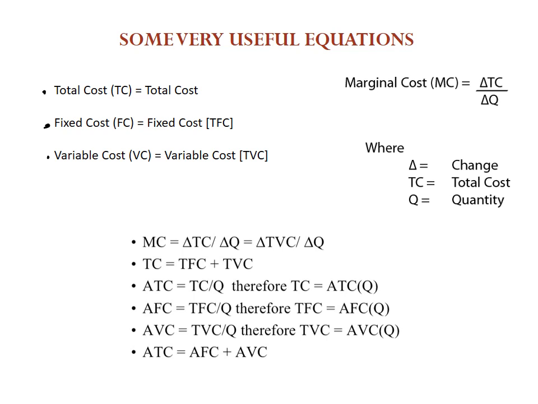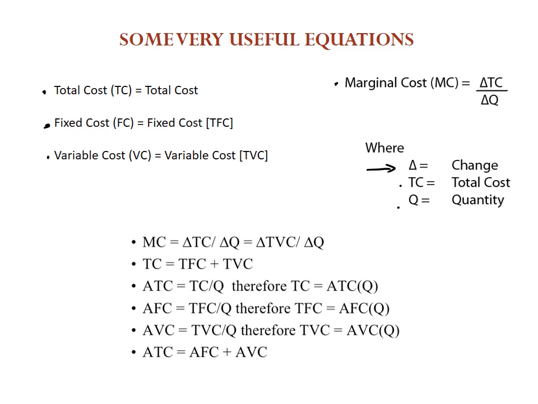Now your marginal cost is very interesting. This is your additional cost for making one extra unit of production. How do we calculate it? It is your change in total cost divided by your change in quantity. Remember, we've already said this triangle here means change. TC is your total cost. Q is your quantity. That's how you calculate that.